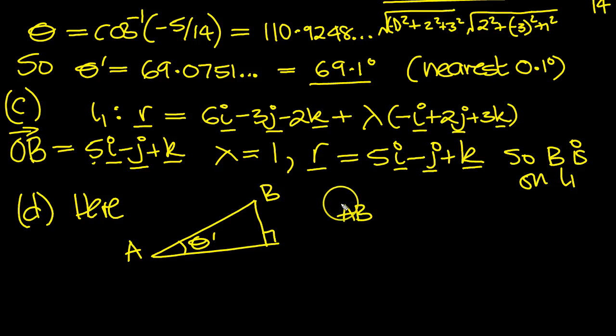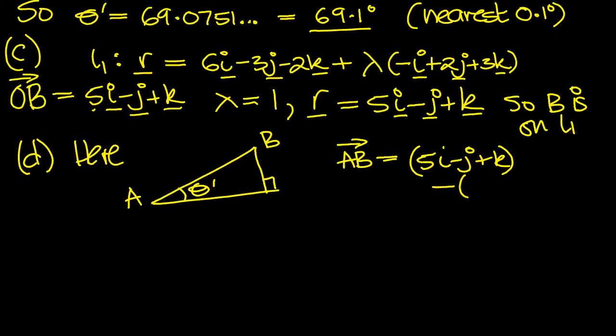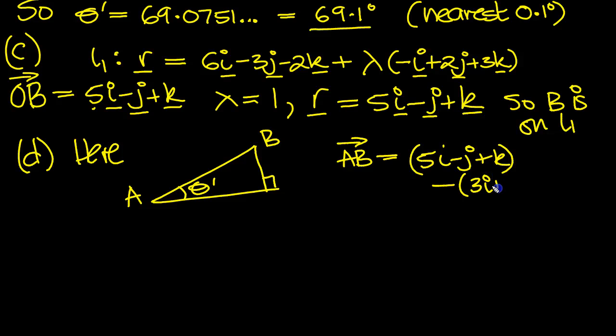Well, let's get the vector first. The AB vector from A to B. Now B is 5i minus j plus k. So that vector is B, take away the vector A, OA. So A is 3i plus 3j plus 7k. So we can write it like that if we wished. So 5 minus 3 is 2i. Minus j minus 3j is minus 4j. And then k minus 7k is minus 6k.